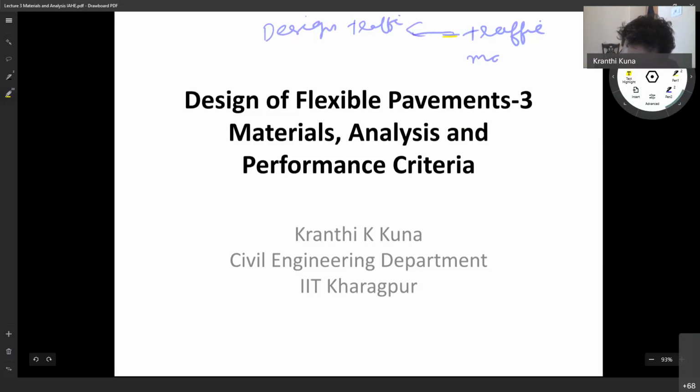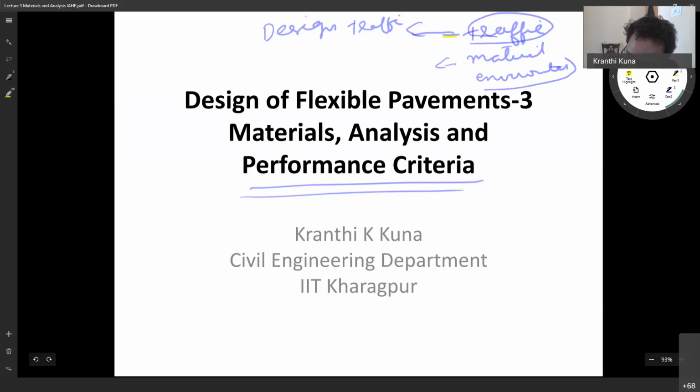And material factors and environmental. And obviously performance criteria as well, we discussed. So traffic we discussed, material is Young's modulus and all aspects, and environmental factors we discussed. In this one, what we discuss is material factors, how they influence, and also analysis.